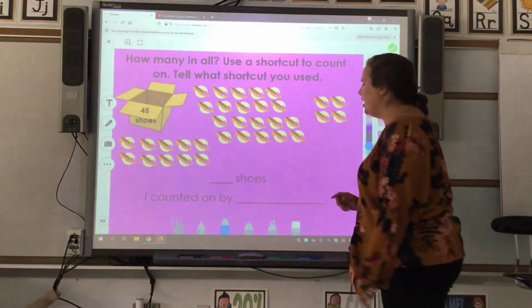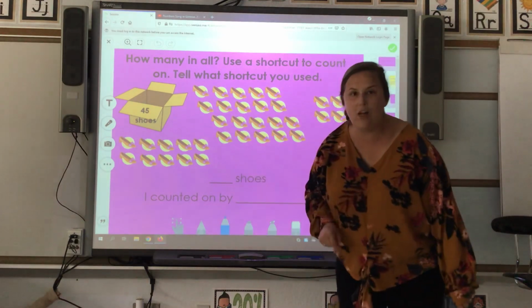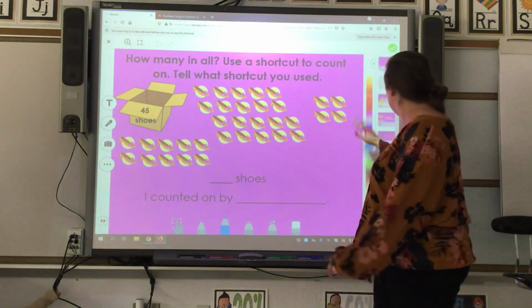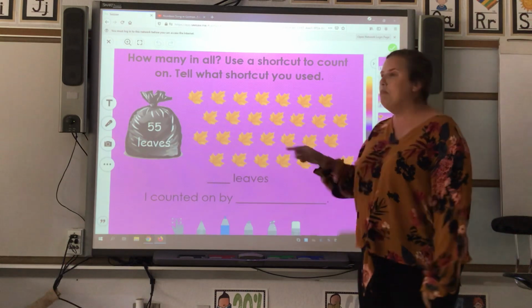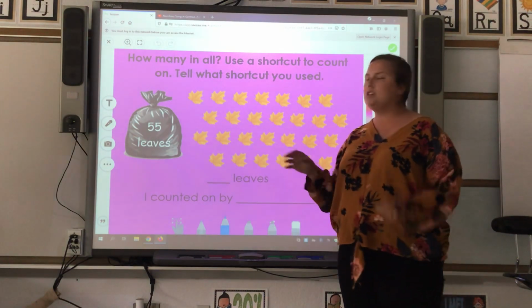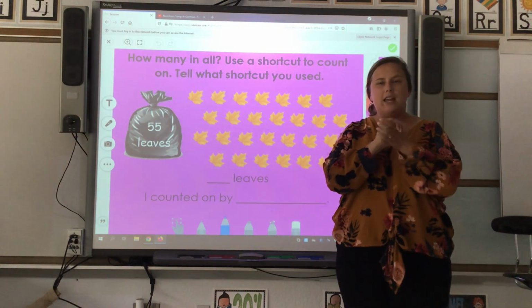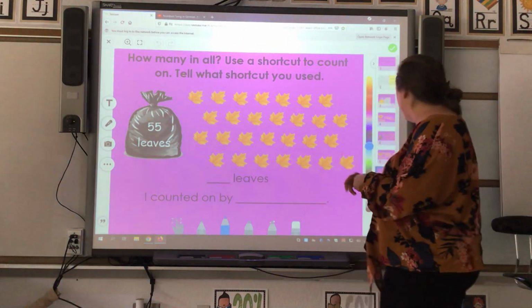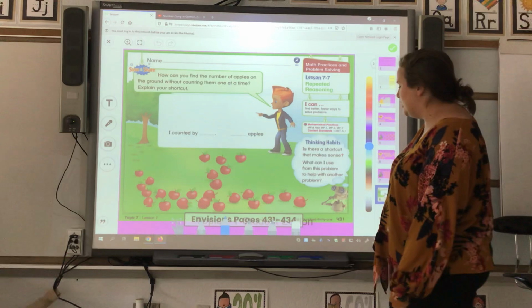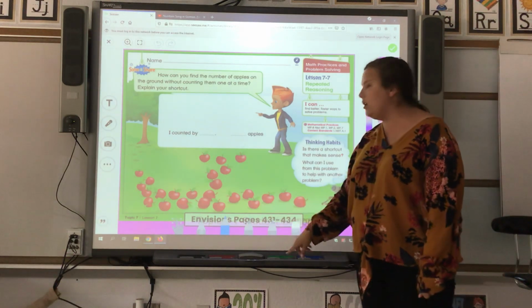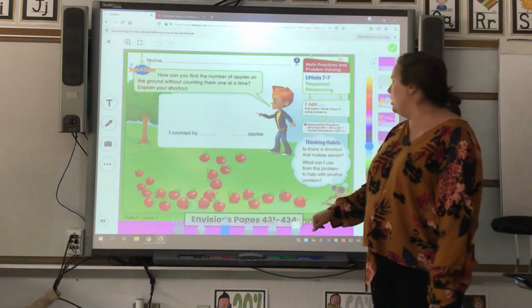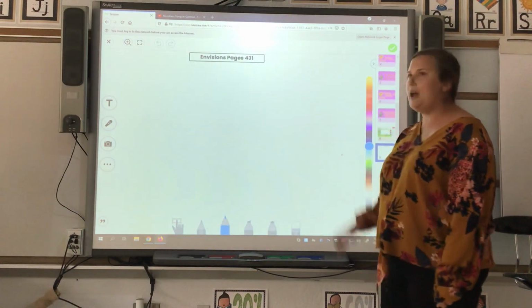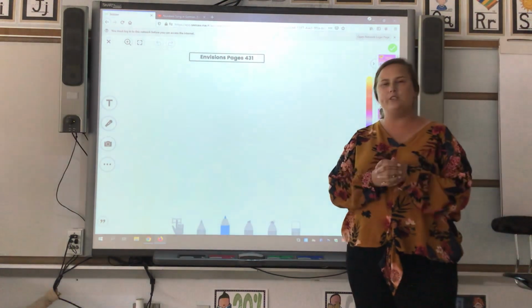We have more shoes. Whoa, a whole lot of shoes. I wish I had this many shoes. And then we have more leaves. You're just going to see if you have some groups of 10 and circle those groups of 10 to help you count on. Your math pages today are pages 431 through 434. And we have put extra pages up here for you guys to add those on.